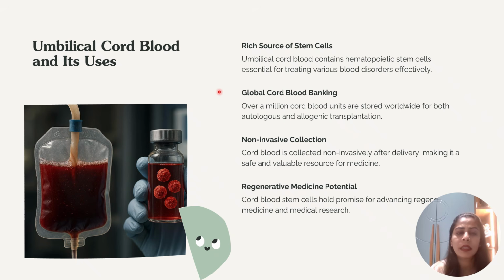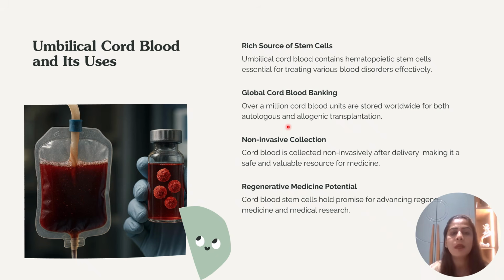So this umbilical cord blood is a rich source of stem cells. Umbilical cord blood contains hematopoietic stem cells, essential for treating various blood disorders. You can call them magic cells. Think of stem cells as blank cells that can turn into many different types of blood cells. These specific cells, hematopoietic stem cells, are like a repair kit. They are essential for treating serious blood diseases and also helping people get healthy again.